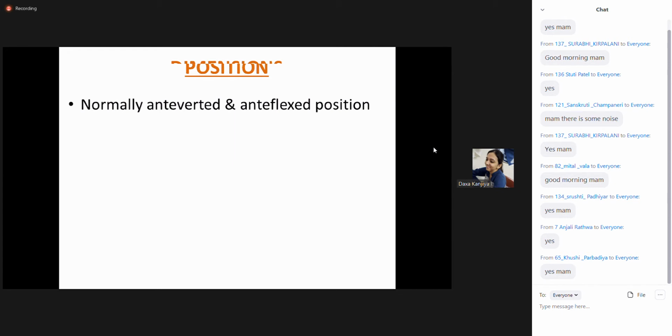Now the anatomical position of the uterus. See, the anatomical position is not straight vertical, but it has some angle. So it is described as an anteverted and anteflexed position. Now what does it mean? What is anteversion and what is anteflexion?